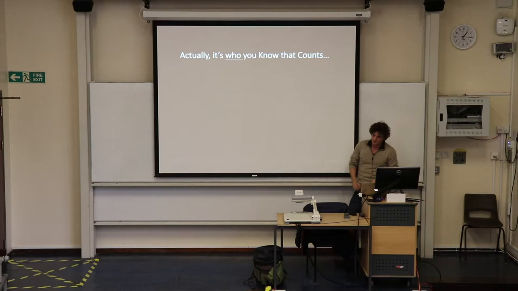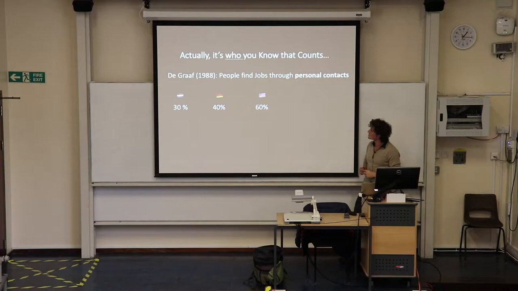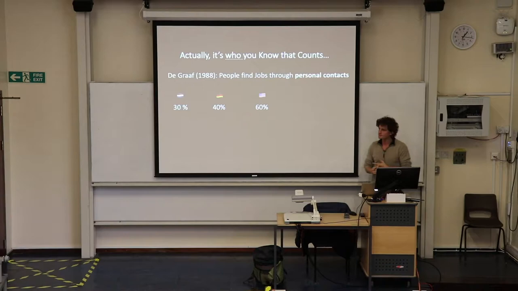However, economic sociologists have long known that it's actually who you know that counts, if not more, then at least as much as your skills and education. Take a study by Nan Dirk de Graaf from 1988. It's a foundational study. There have been many replications since, but I'm showing you one of the earlier ones that pointed this out. It found that 30% of job seekers in the Netherlands, 40% in Germany, and 60% in the United States found a job through personal contacts, right? Not through job adverts, not through LinkedIn, not by going to the employment agency, through personal contacts.